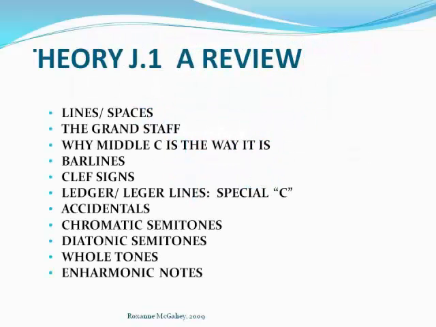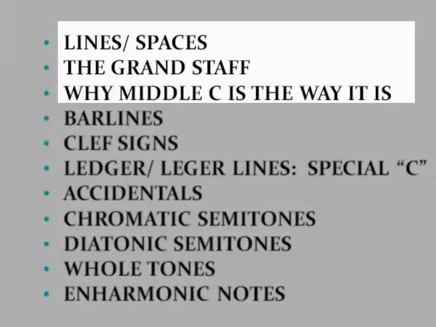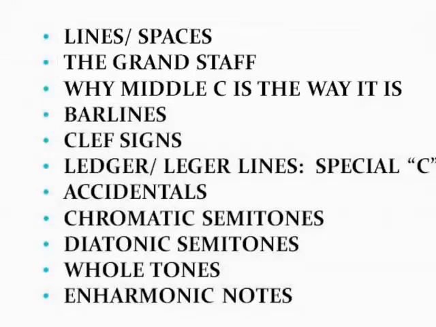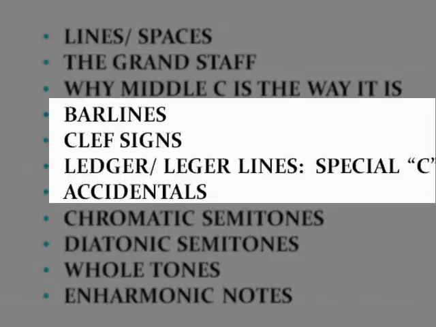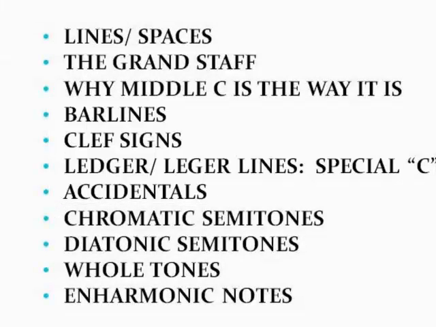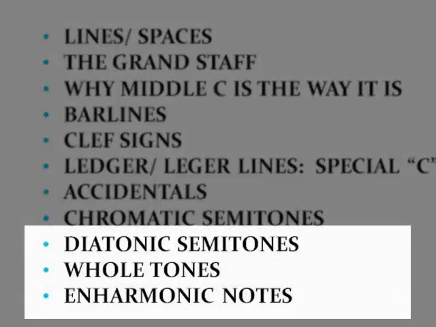There's nothing new in our first module in Junior Theory. We're just going to review some of the things that you already know. We'll be reviewing lines and spaces, the grand staff, why middle C is the way it is, and we'll also review bar lines, clef signs, ledger lines, and accidentals. Of course, we need to know about accidentals in order to write chromatic and diatonic half steps or semitones. We'll also review whole tones and enharmonic notes as well.